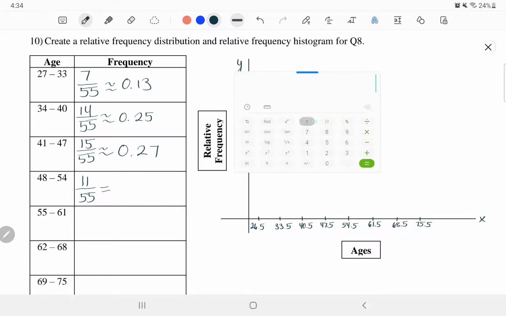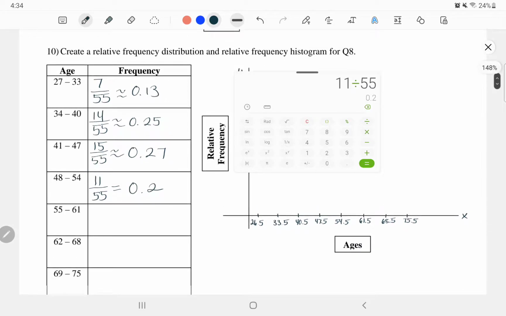This one should be a better number. I believe that's 0.2. Yep. So it's exactly 0.2. And notice how for the first three I used the approximate symbol. The fourth one I'm using the equal sign because it's an exact value.